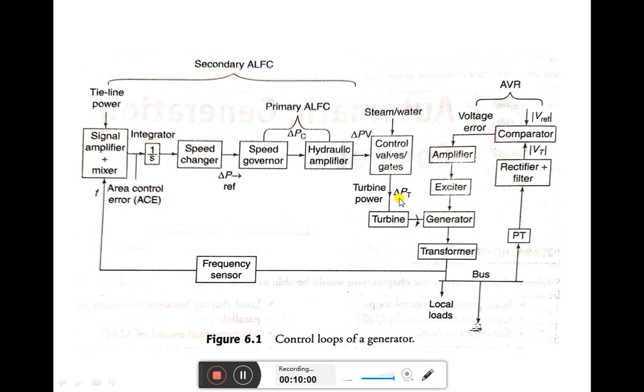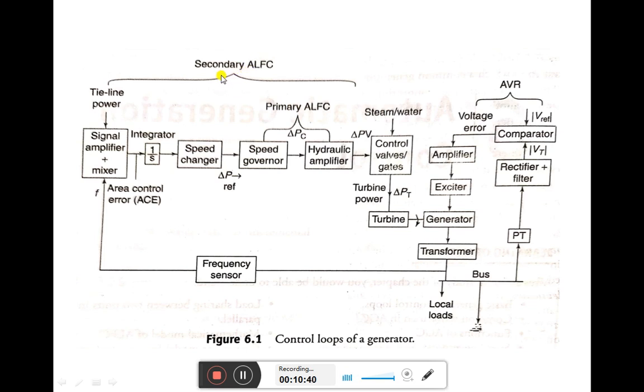So what will happen? The turbine power, whatever power we are giving as input to the turbine, will increase, and as a result it will generate more mechanical output, which in turn we are feeding to the generator. If more mechanical input is given to the generator, its electrical output will also be more, and in this case we will be able to match the increased load demand with the increased generated power, and we can overcome the problem of variation or deviation in the frequency. So this is what we can see in primary ALFC.